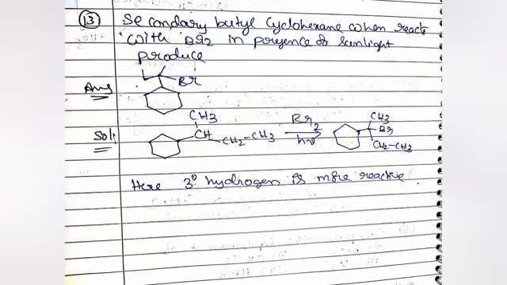In the next question, the secondary butyl cyclohexane when reacts with bromine in presence of sunlight, what is the product? Here the question appears to be difficult, but it is so easy. If you know that the tertiary hydrogen is more reactive, it can be replaced quickly in presence of sunlight by the halogens, we can expect the product very easily.